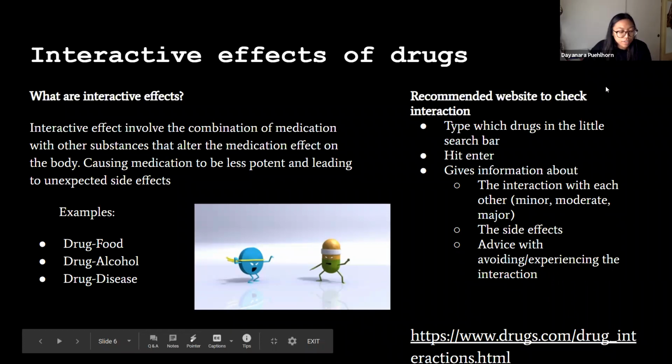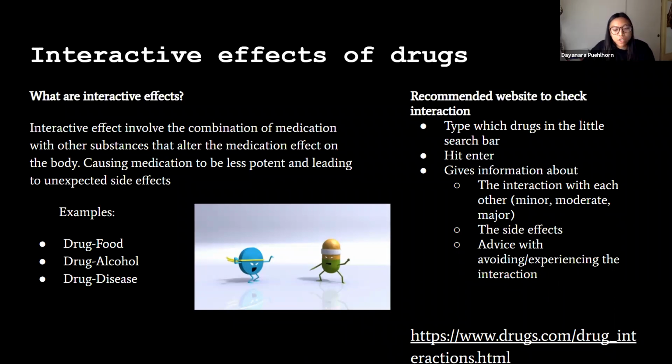Drug interactions are effects that occur when the combination of two or more drugs alters the medication effect on the body. This can happen with drugs and other drugs, drugs with food or drinks, drugs with alcohol, and drugs with your disease. The drugs.com website we provided also has another page where you can search up multiple drugs, and it'll list the interactions of said drugs.